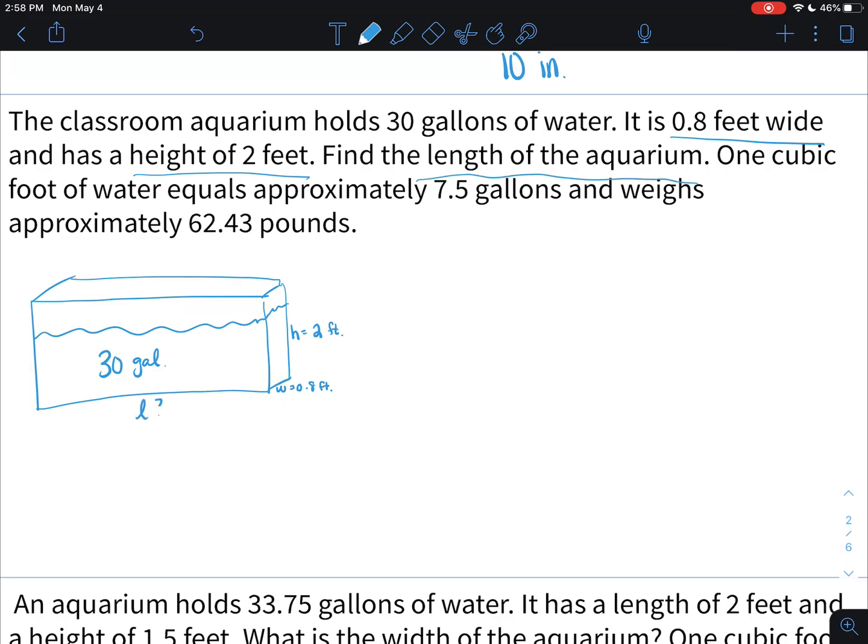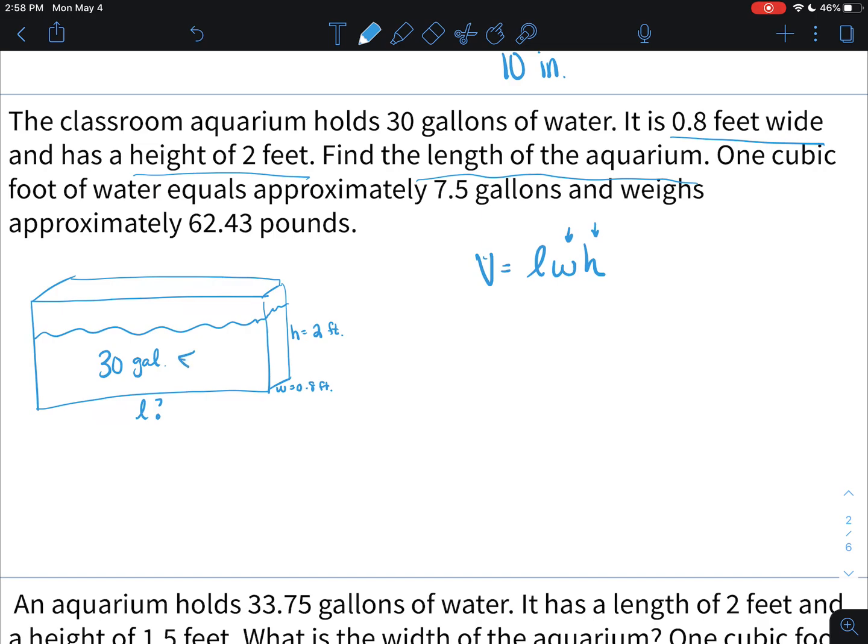Find the length of the aquarium. So we don't know the length. That's what we need to solve for. So if you knew the volume of the aquarium, you could use the formula volume equals length times width times height, because we know that the width is 0.8 and the height is 2, but we don't know V or L, so we can't really solve for anything at this point.